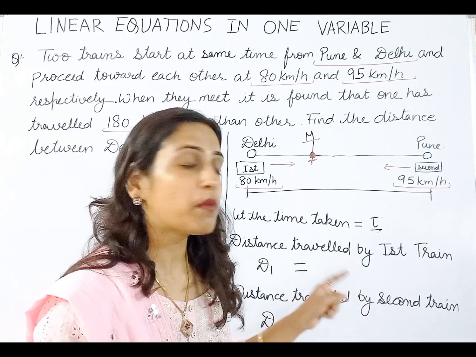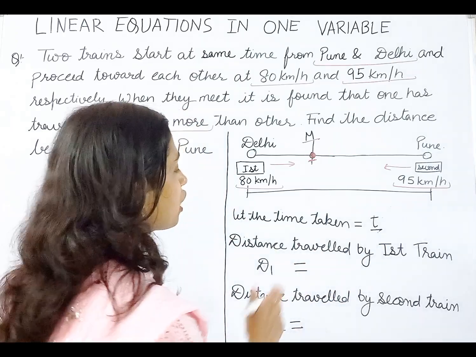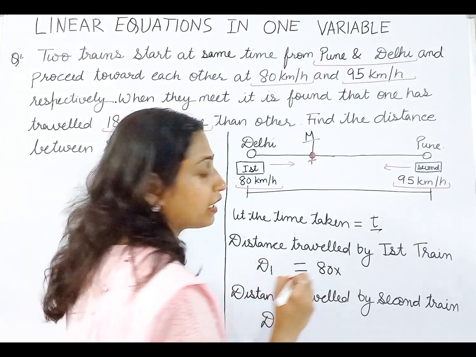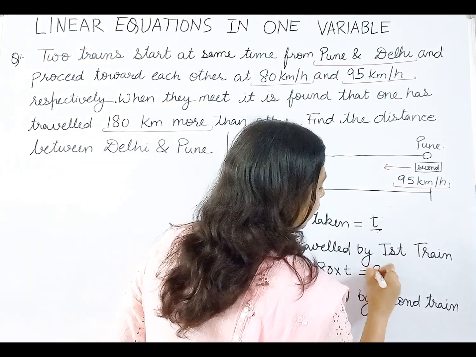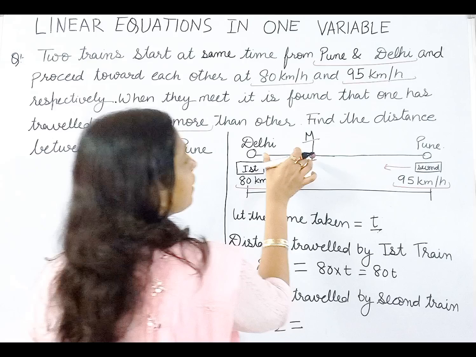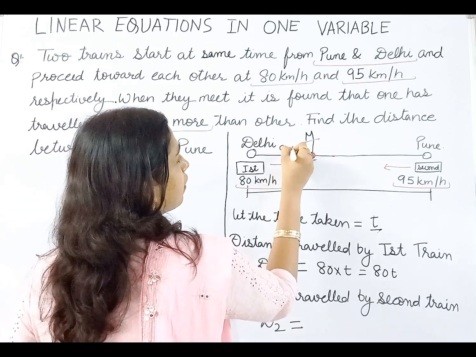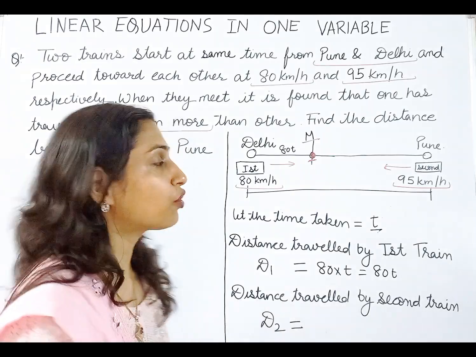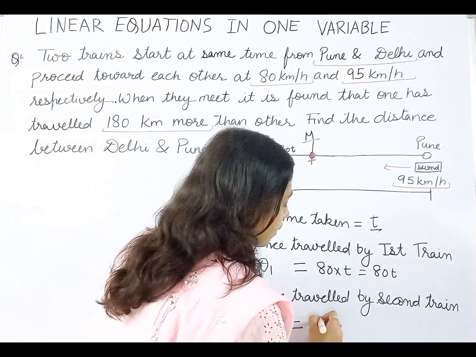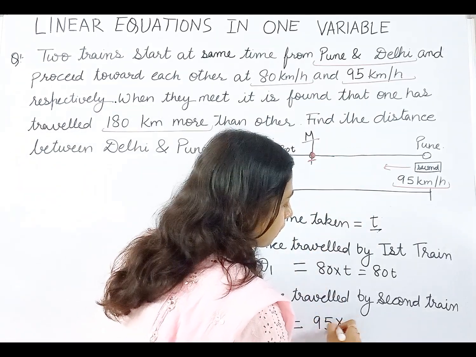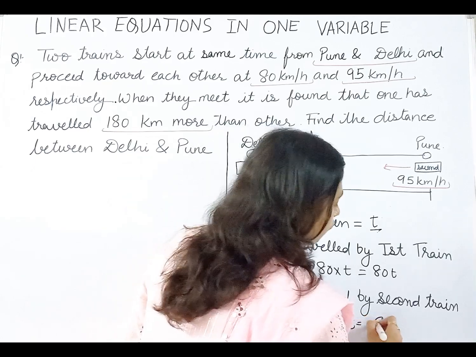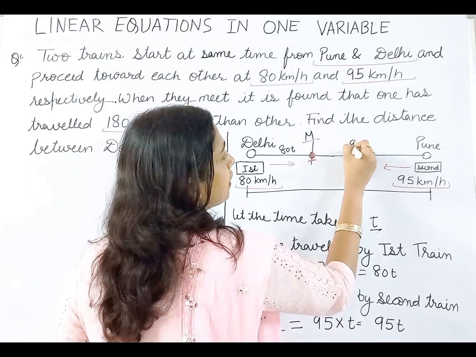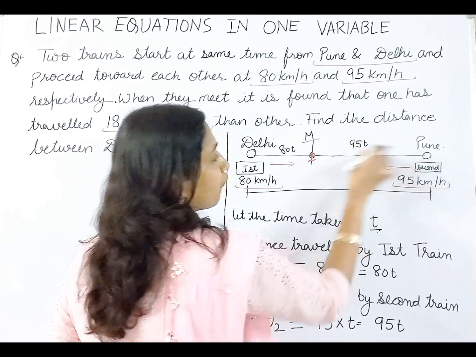Now, the distance traveled by the first train would be equal to the speed of the first train, which is 80, multiplied by t, and that is equal to 80t. So this is the distance traveled by the first train, 80t. And the distance traveled by the second train would be the speed of the second train, 95, multiplied by t. So this is equal to 95t, the distance traveled by the second train.